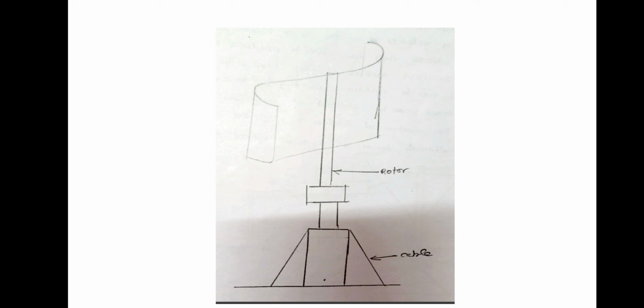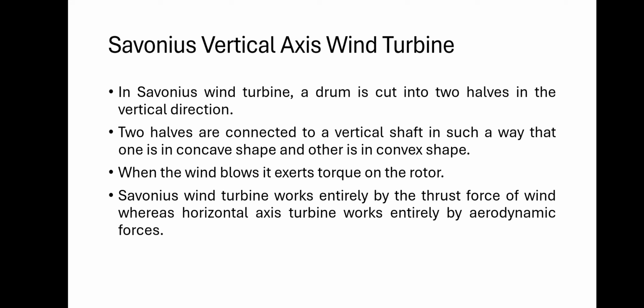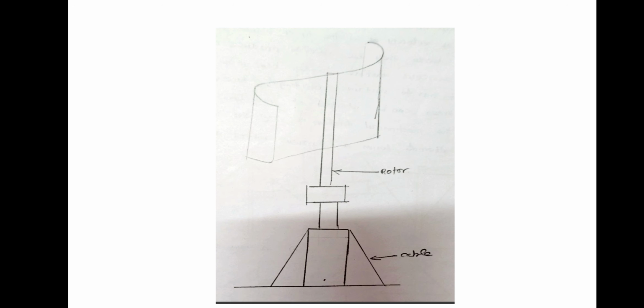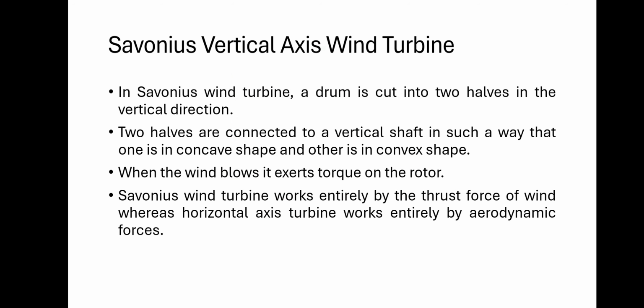Savonius vertical axis wind turbine. The diagram is important, and there are two drums. A drum is cut into two halves in the vertical direction, and the two halves are connected to a vertical shaft in such a way that one is in convex shape and another is in concave shape. The rotor is vertical, and at the bottom there is a gearbox and generator. When the wind blows, it exerts torque on the rotor.